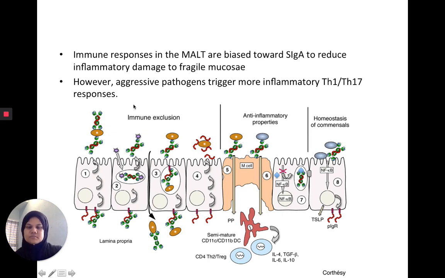So the immune response favors the secretory IgA because the secretory IgA is actually less inflammatory compared to other antibody classes and antibody subtypes. So the role of secretory IgA is a few things: it's immune exclusion, it's anti-inflammatory, and it also provides homeostasis of the commensals.